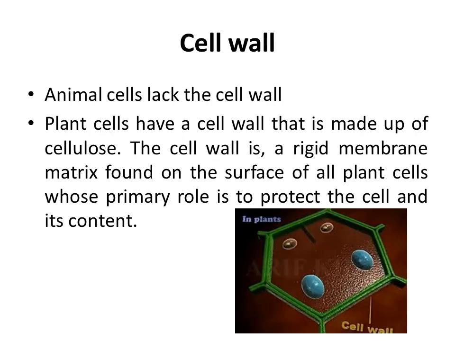The presence of a cell wall around the plant cell is a distinct character which is found only in plant cells but is not found in animal cells. Animal cells actually lack a cell wall. Plant cells have a cell wall, and it is mainly made up of cellulose, and this cell wall is a rigid membrane matrix which is found on the surface of all plant cells, and the primary role of the cell wall is to protect the cell and all the contents which are found in the cell.